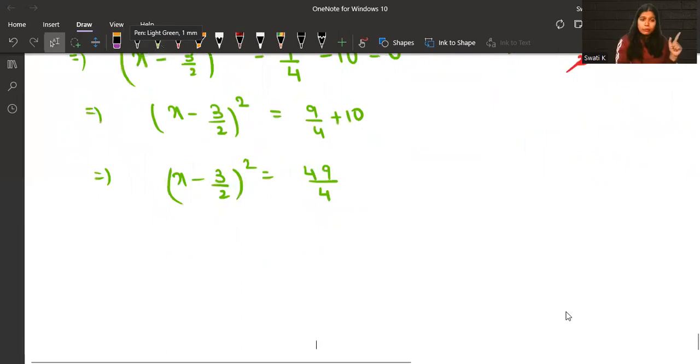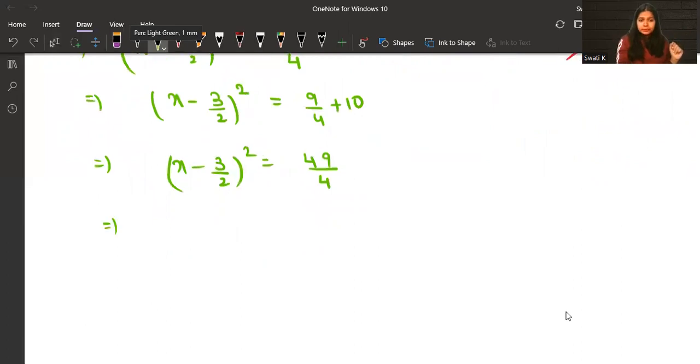Now what we can do, we can write this as x minus 3 by 2 whole square equals, can I not write 49 upon 4 as 7 upon 2 whole square?